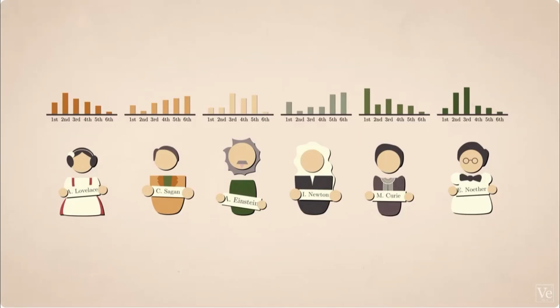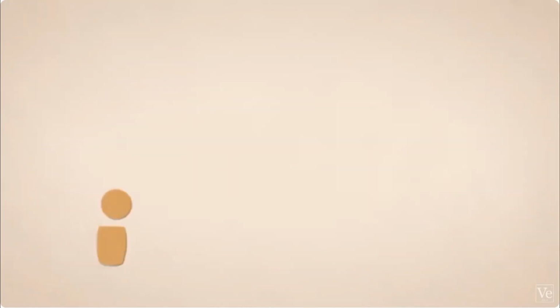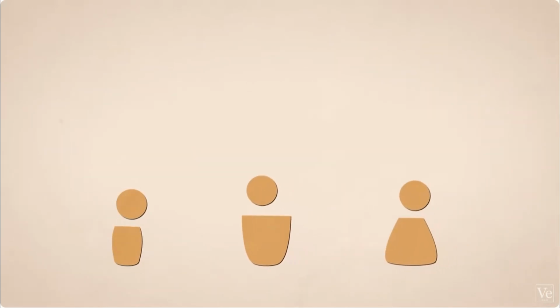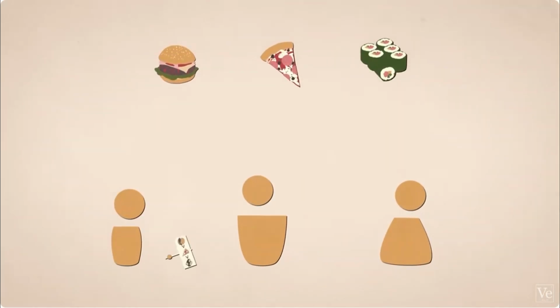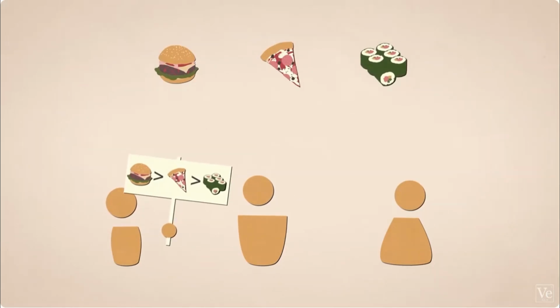But will there always be a winner in this way? Let's try Condorcet's method for choosing dinner between you and two friends. There are three options: burgers, pizza, or sushi. You really like burgers, so that's your first preference.